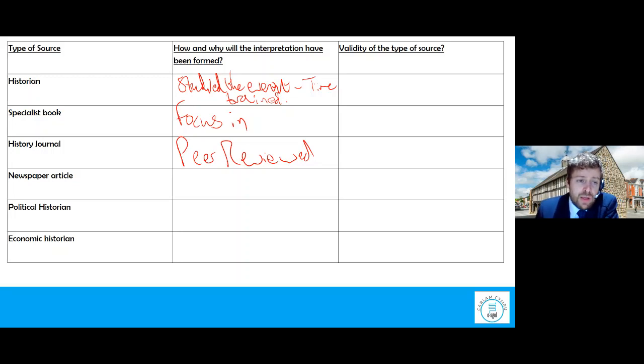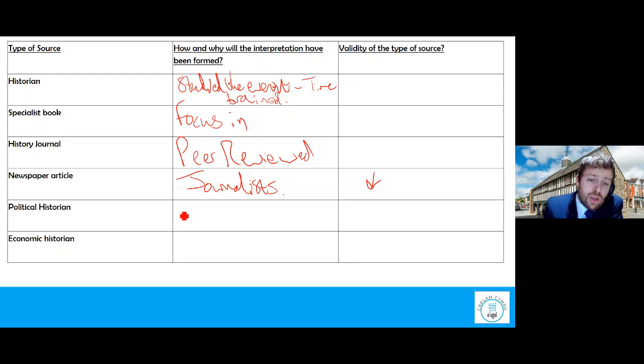Newspaper articles, right? These can still be interpretations because sometimes newspapers will go back and look at what's happened in the past. They will tend to be journalists rather than historians. Journalists are much more writing in order to publish their newspaper. They're not trained historians, and so that ultimately reduces the validity of that type of source.